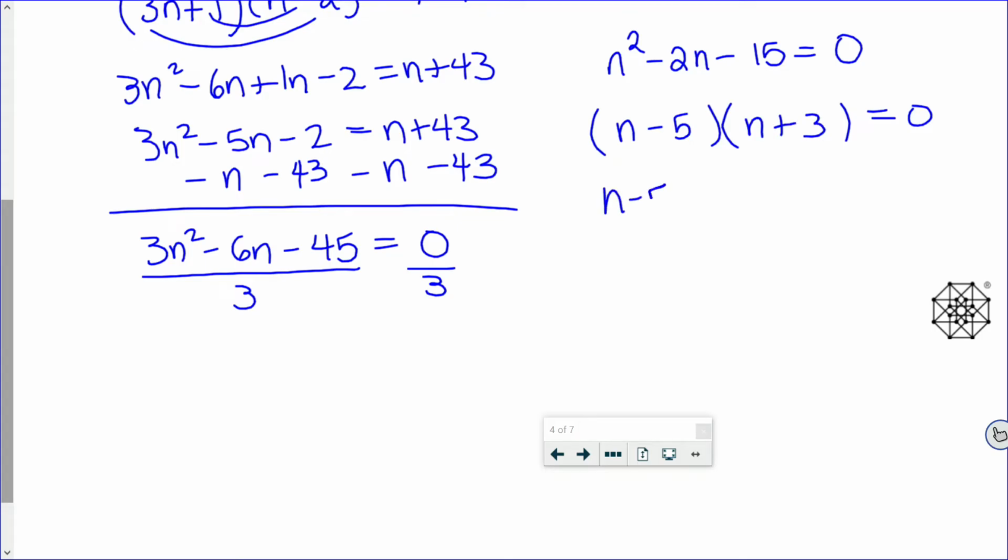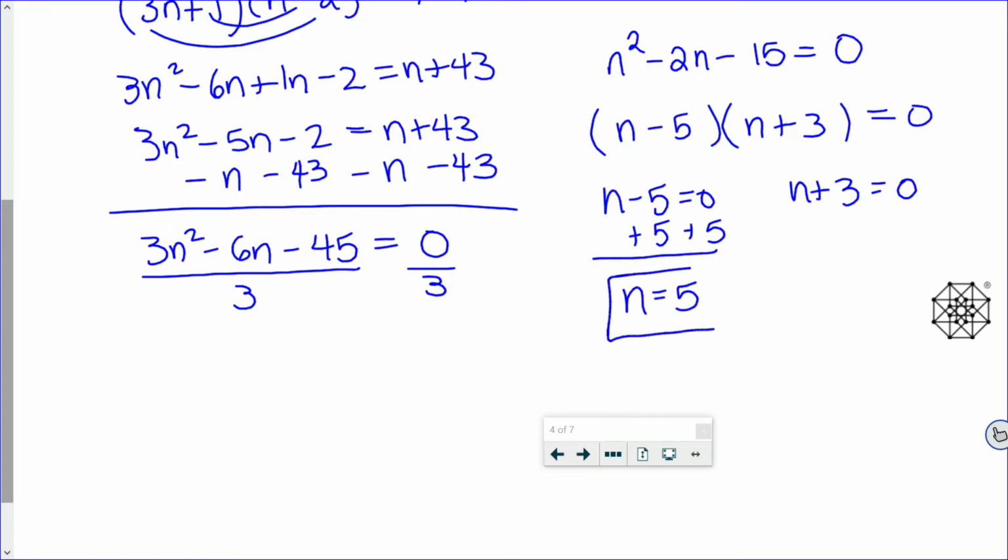Then I can take n minus 5 and set it equal to 0. n plus 3 and set it equal to 0. Add 5 to both sides. That's going to give me n is equal to 5. Subtract 3 from both sides. And that's going to give me n equals negative 3. I don't want you to think it's negative 0.3.